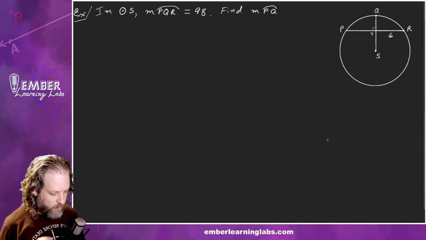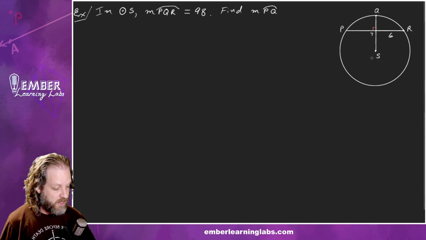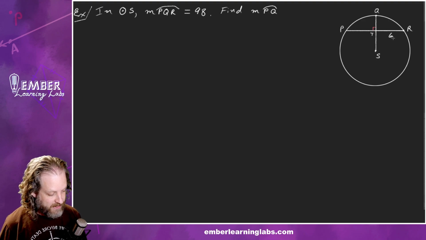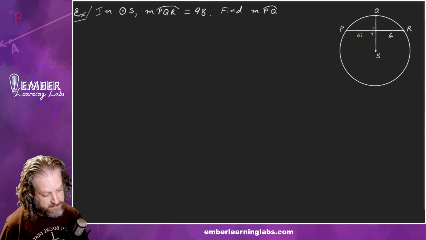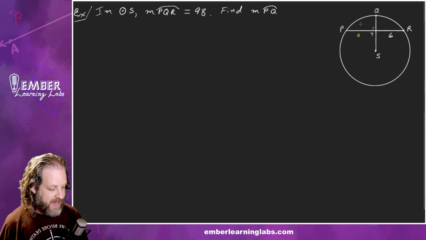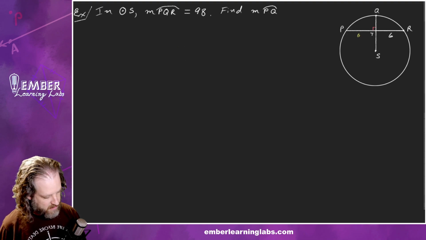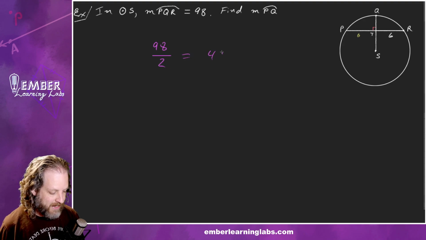Now, we know from just looking here that this is perpendicular to this chord, which means it splits it in half. So this TR is 6, which would mean this is 6. We don't really care about any of that because we're only interested in the arc, right? So PQ is half of 98. So 98, just for consistency, let's switch colors. 98 divided by 2 equals 49.